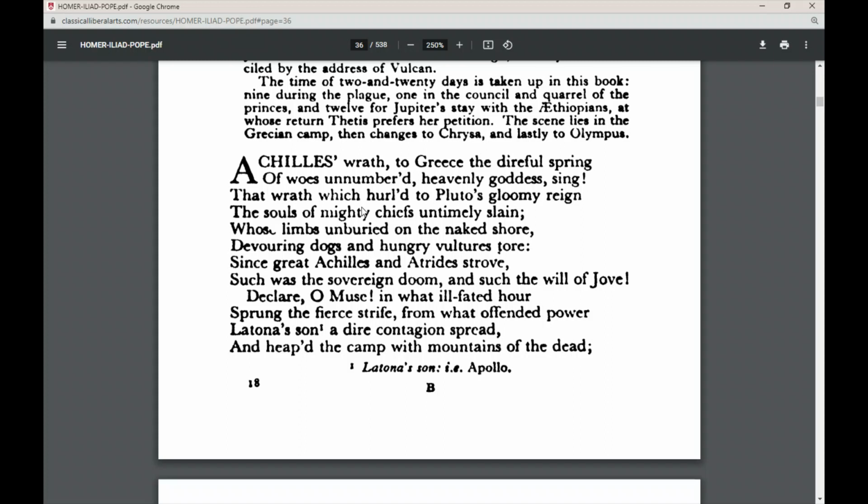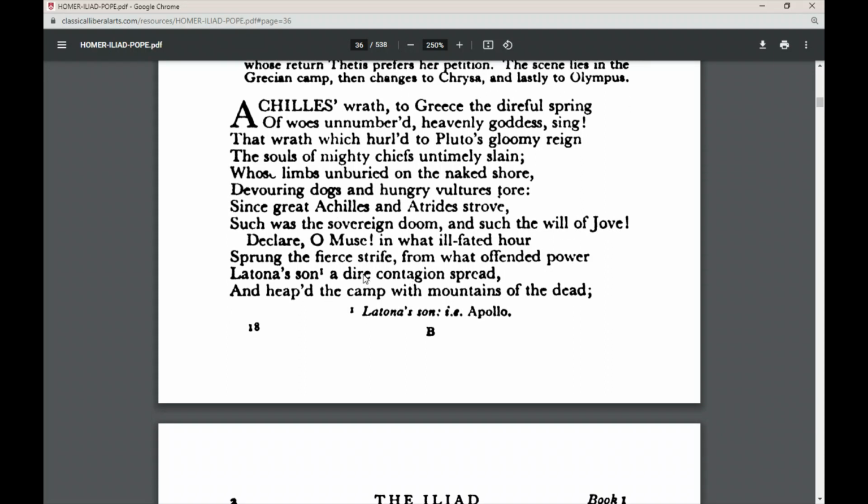The souls of mighty chiefs untimely slain, whose limbs unburied on the naked shore, devouring dogs and hungry vultures tore. Since great Achilles and Atrides strove, such was the sovereign doom, such the will of Jove. Back here, referring to Pluto's gloomy reign, this is an example of a rhetorical figure where Pluto's gloomy reign is used to refer to death or the underworld.